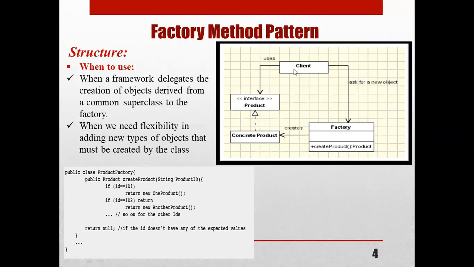So this is the client. Client uses the interface product. Client will ask for a new object from the class factory.